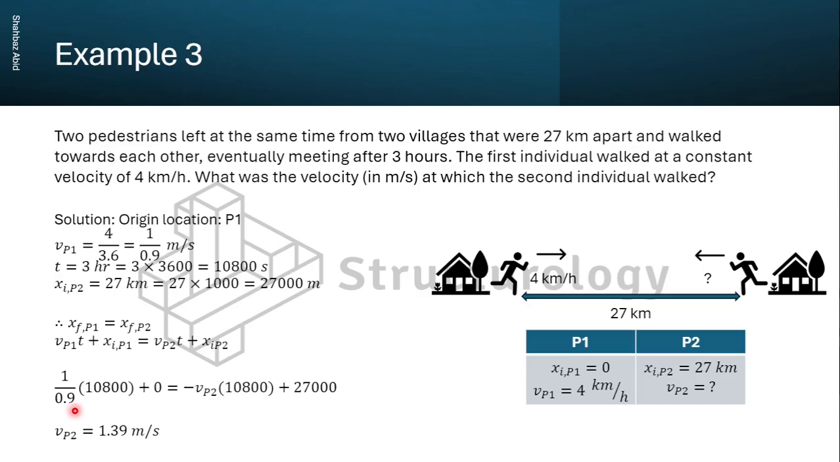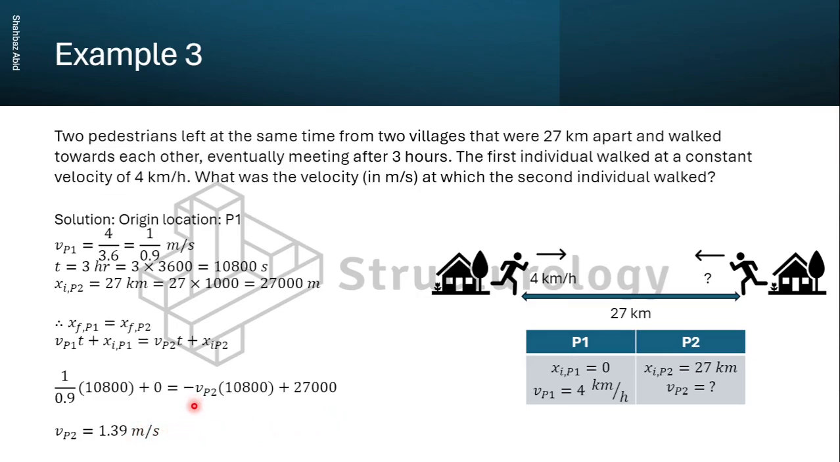So substituting all the values, we will get the velocity of P2 to be equal to 1.39 meters per second. We got a positive value because our direction assumption was correct. But just in case you put this velocity as positive velocity, you are going to get it as negative, which means that your assumed direction was wrong. You assumed that it is in the positive x direction, but you got it as a negative, which means it's in the negative x direction. So it doesn't matter if you get positive or negative, the magnitude is equal to 1.39 meters per second.